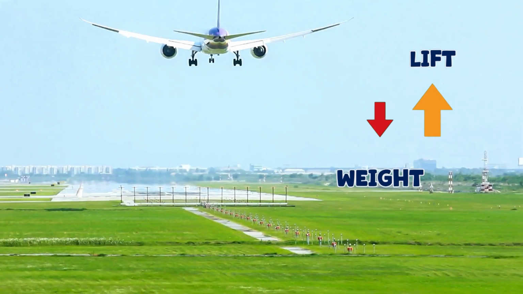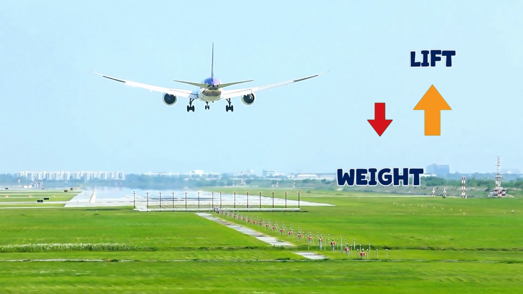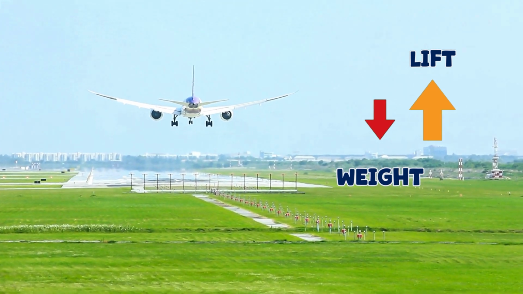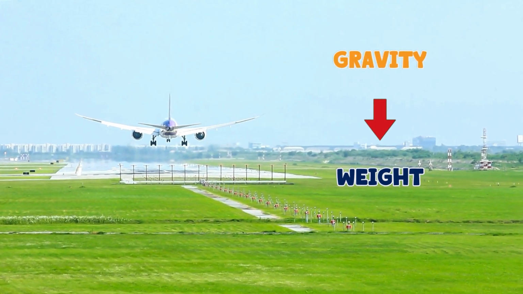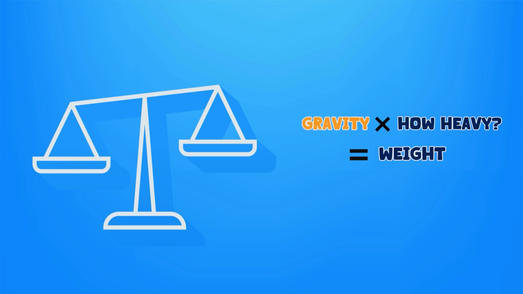Weight. Weight is the downward force that an aircraft must overcome in order to fly. Gravity is the force that pulls everything down to Earth. If you want to know what the weight of something is, you can calculate it by finding the amount of gravity and multiplying it by how heavy an object is.